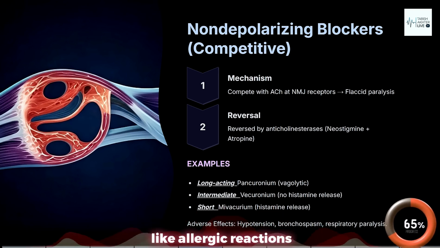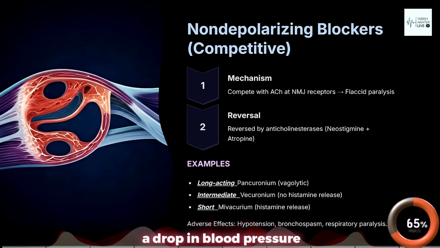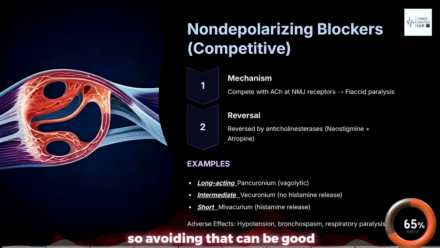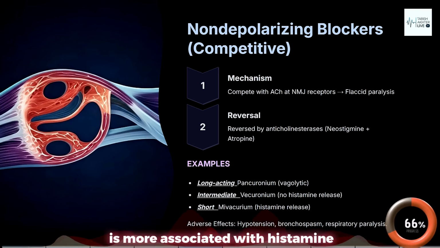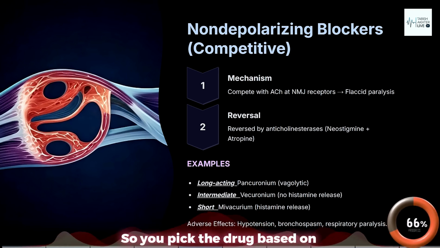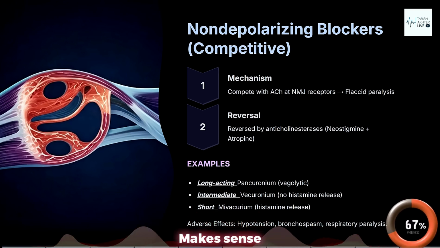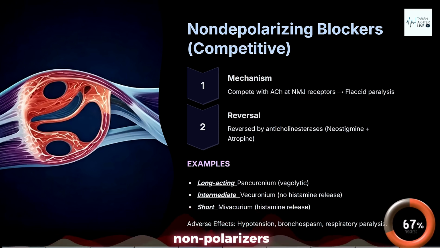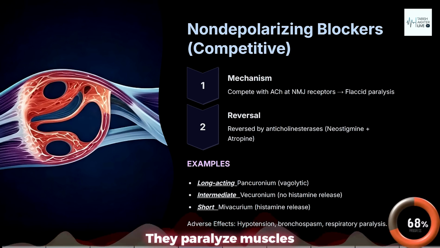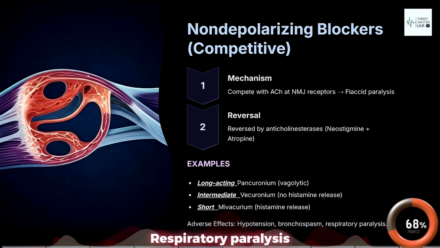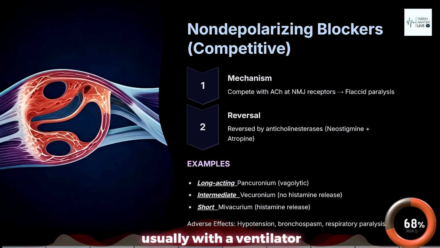Histamine. Like allergic reactions? Yeah, histamine release can cause things like flushing, a drop in blood pressure, even bronchospasm in some people. So avoiding that can be good. But mivacurium can cause it. Mivacurium, the shorter one, is more associated with histamine release sometimes. So you pick the drug based on the procedure length, patient factors, potential side effects. Makes sense. And the main risks with this whole group, non-depolarizers? Well, the biggest risk is inherent in what they do. They paralyze muscles, including the breathing muscles. Respiratory paralysis. Absolutely. So anyone getting these must have their breathing controlled, usually with a ventilator.